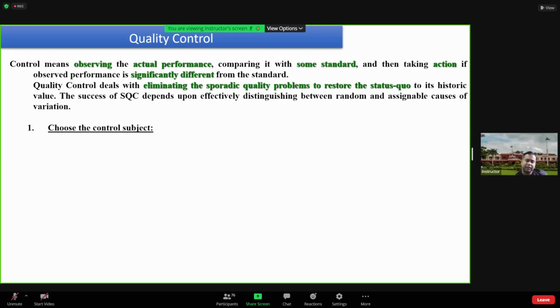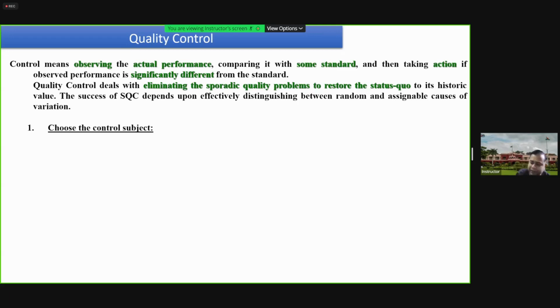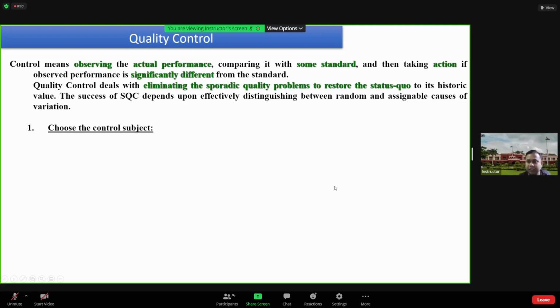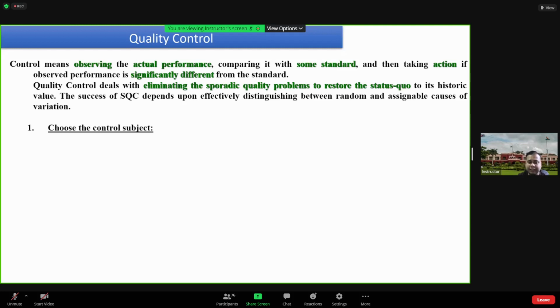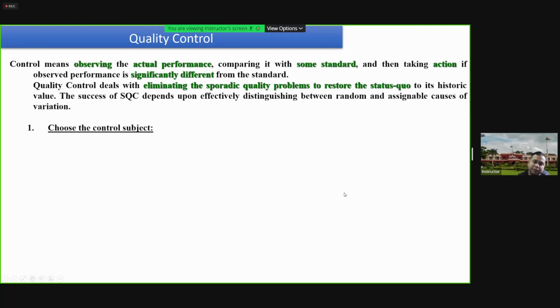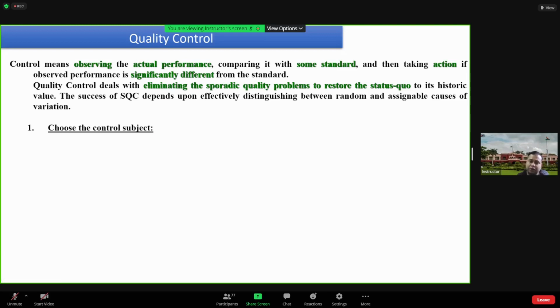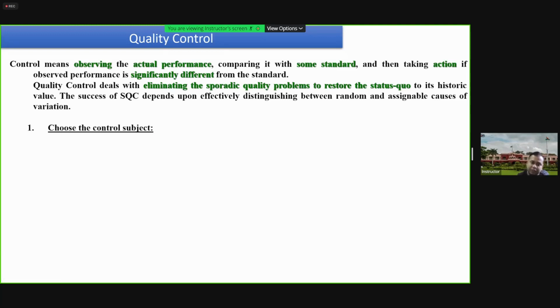In a product we might be facing multiple issues, or there can be multiple critical to quality characteristics for one product, and we know that two or three parameters are having problems. In that scenario, we need to classify them into critical issues, major issues and minor issues, so that we first take up the critical issues and solve them, and then move to major and minor. So that is the first step, that we choose the control subjects.